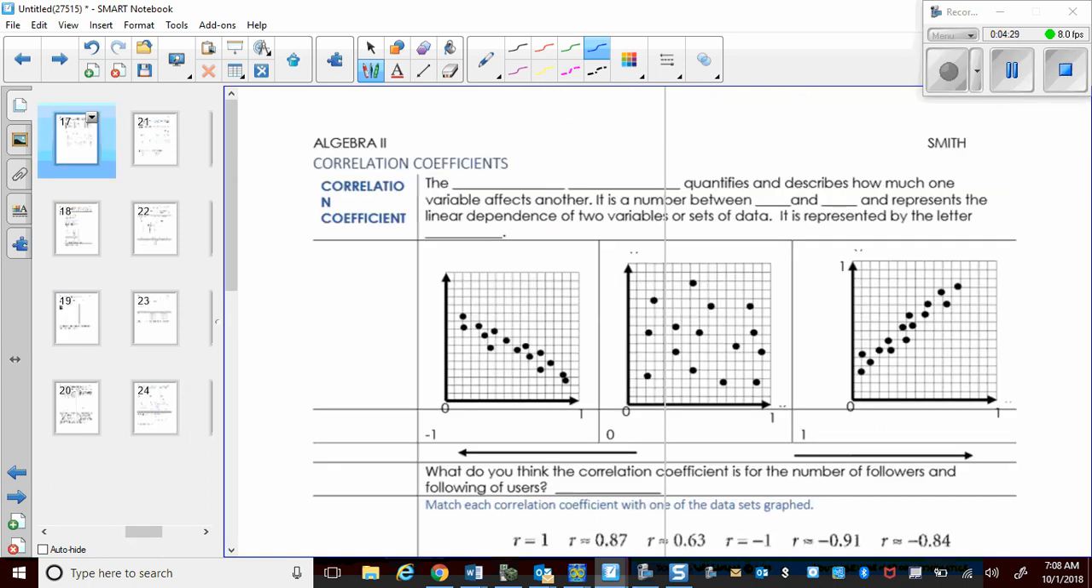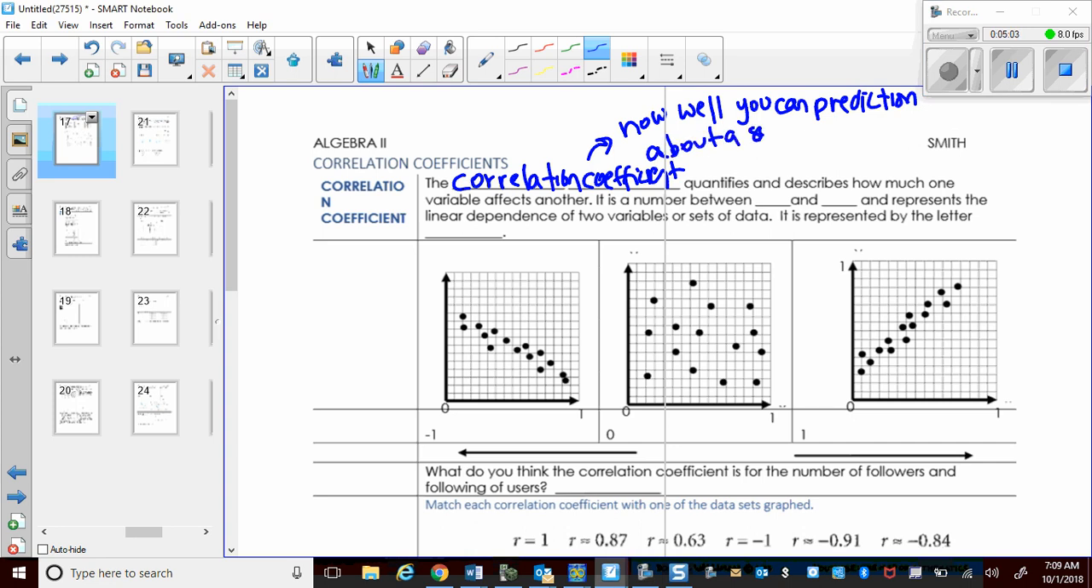So next we're going to talk about correlation coefficients. You kind of heard me say the word prediction. The correlation coefficient quantifies and describes how much one variable affects another, or basically how well you can make predictions about a set of data. How well can I make predictions about a set of data? It's just a number between -1 and 1. The closer this number gets to -1 or to 1, the better the line of best fit. It's a very good curve. I can make good predictions, very good predictions.